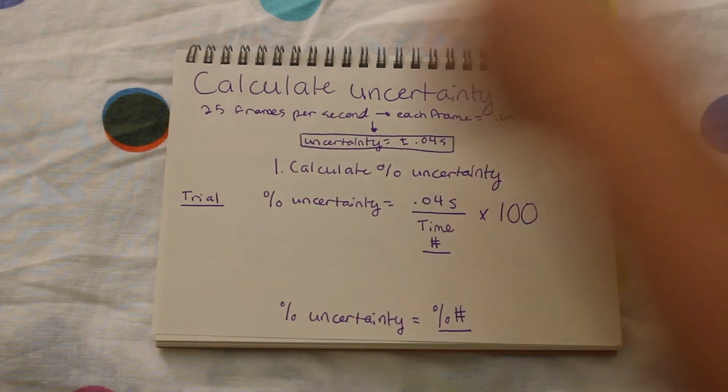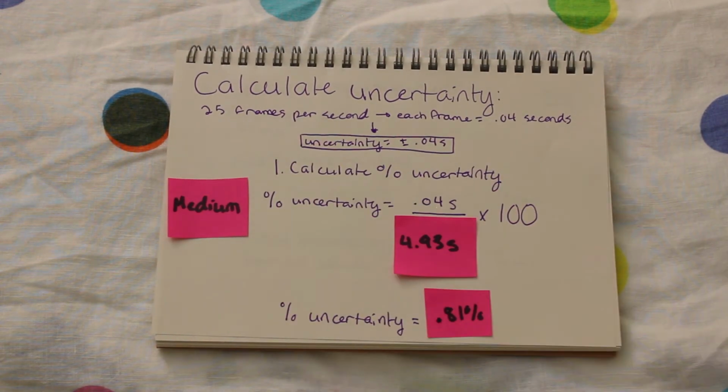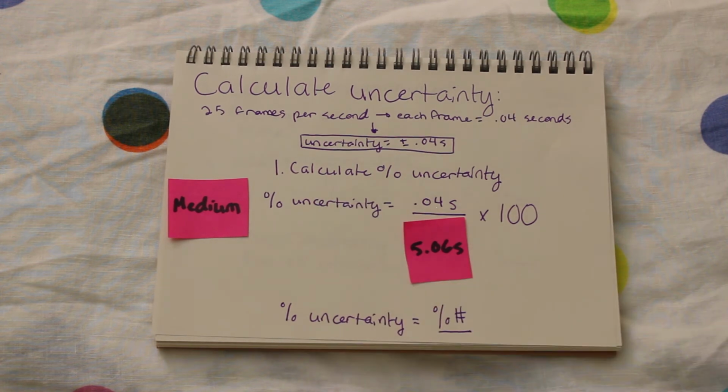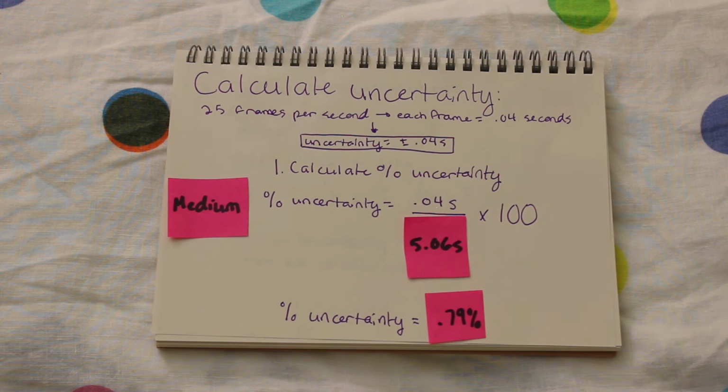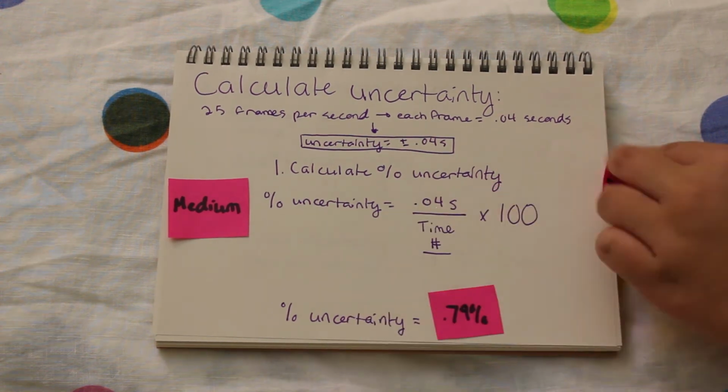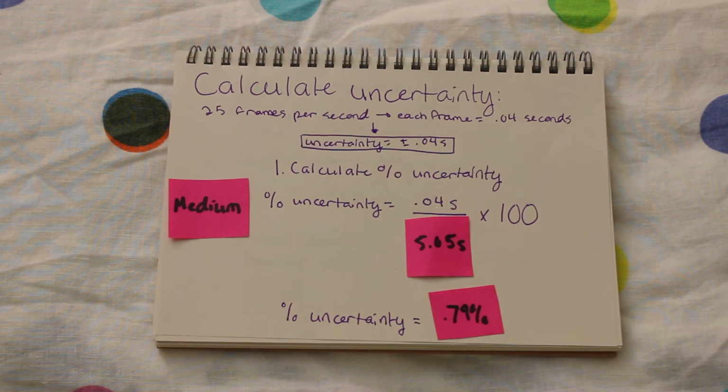Next, we go through the whole process again, but with the medium trial. For the first time, the time is 4.93 seconds. After calculating, we receive 0.81% to be the percent uncertainty for the first time. The second time is 5.06 seconds. After calculating, we receive 0.79% to be the percent uncertainty for time 2. The third time is 5.05 seconds. Upon calculating, we receive 0.79% to be the percent uncertainty for time 3.